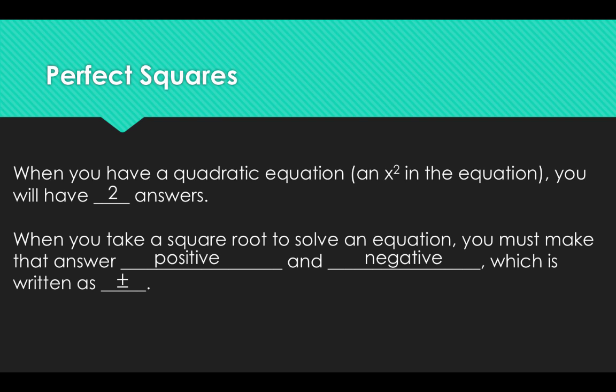So take positive 2 and negative 2, for example. Positive 2 squared is 4. Negative 2 squared is 4 also. So those would both be options that you could plug in for x to find x squared.